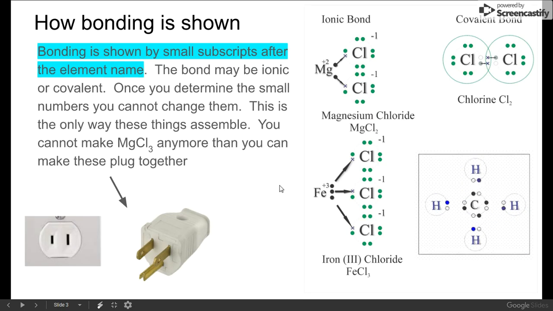When we deal with bonding, you're passing electrons, whether you're doing an ionic bond and passing them from one element to another, or if it's a shared bond like chlorine or the bonds in methane. Either way, the small numbers are indicating that there's a bond taking place, and you have limited choices on that. You don't get bonding just randomly. There's a pattern to it. And you could not expect a bond between these two here. So MgCl2 is the only version that can exist. You cannot have MgCl3.